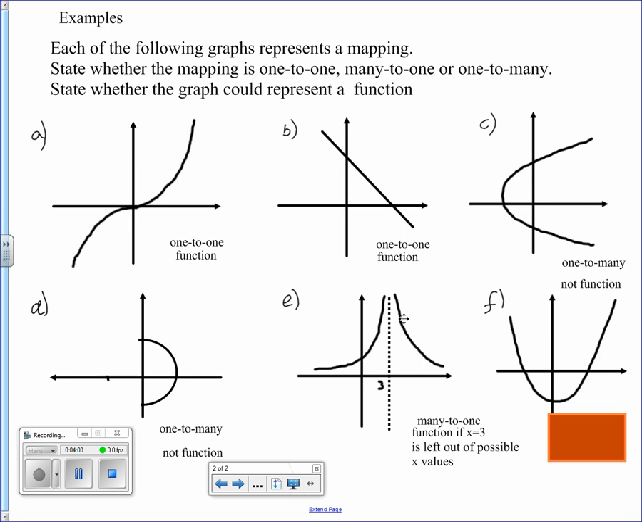Could it be the graph of a function? Not if we were considering all possible x values, including the value 3, because there's an asymptote here, and for that value of x, there is no y value. But if we just considered all x values other than 3, then it could be the graph of a function.